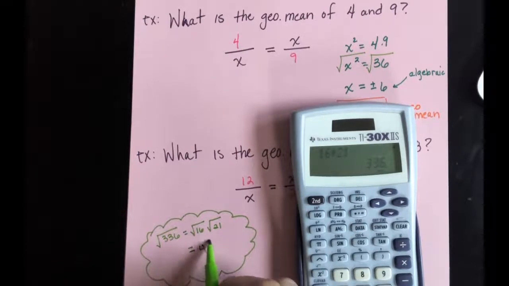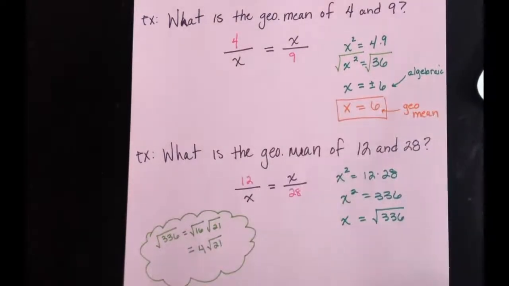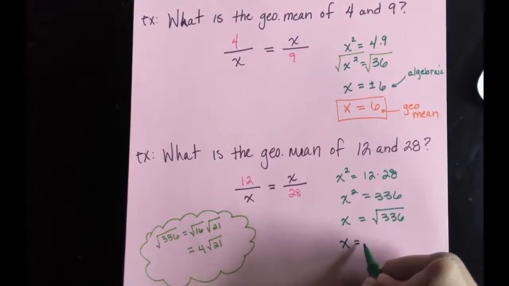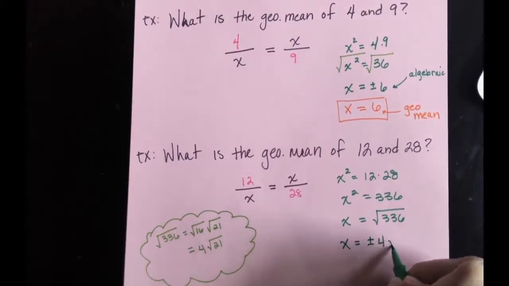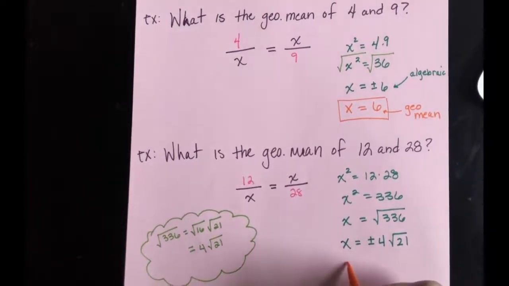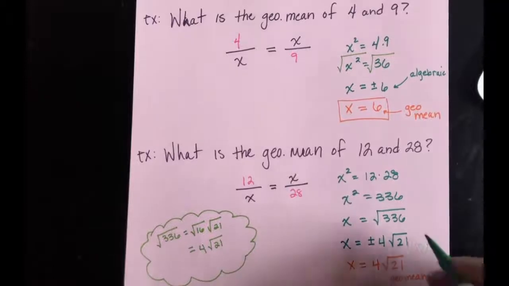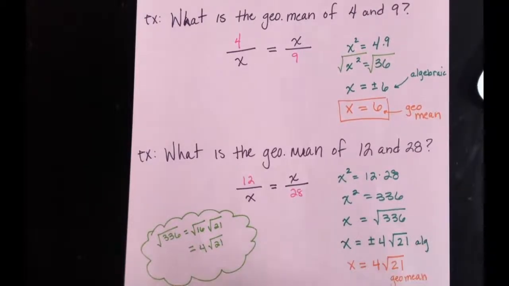But we are able to take the square root of 16. So our simplest radical form would be plus or minus 4 radical 21. And again, because a geometric mean is technically a length, you would end up with 4 radical 21. Again, you have our geometric mean, our actual length, or you have it algebraically correct.